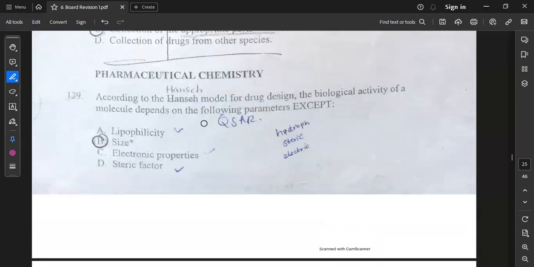According to the Hansch model for drug design, the biological activity of a molecule depends on the following parameters, except: lipophilicity, size, electronic properties, and steric factor. What is the Hansch model for drug design? We did this, right? Yeah, so it's size. I think we've done this.